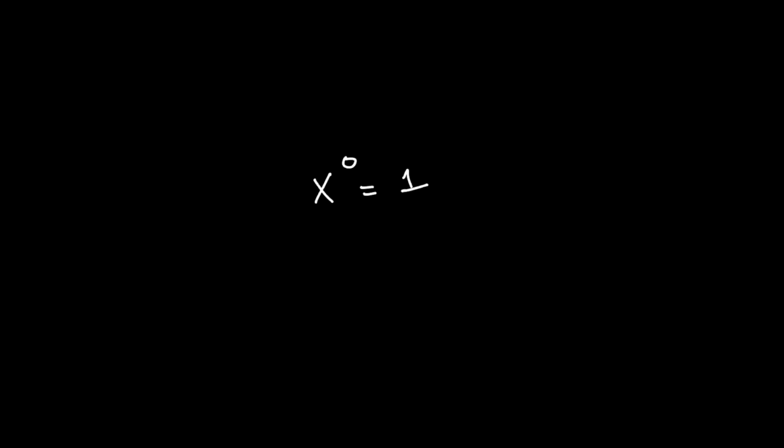The next law of exponents says anything to the power of 0 will give you 1. So if we do x to the power of 0, we will get 1. If we have a variable m to the power of 0, we will get 1.